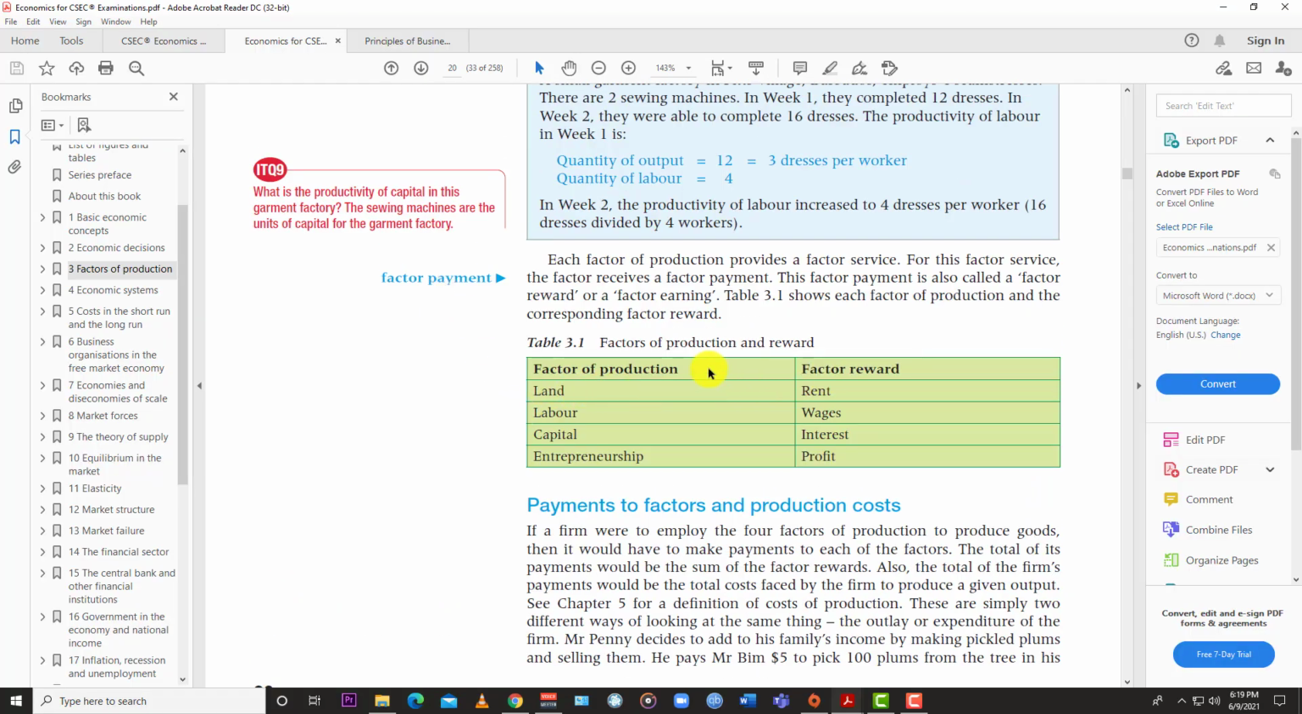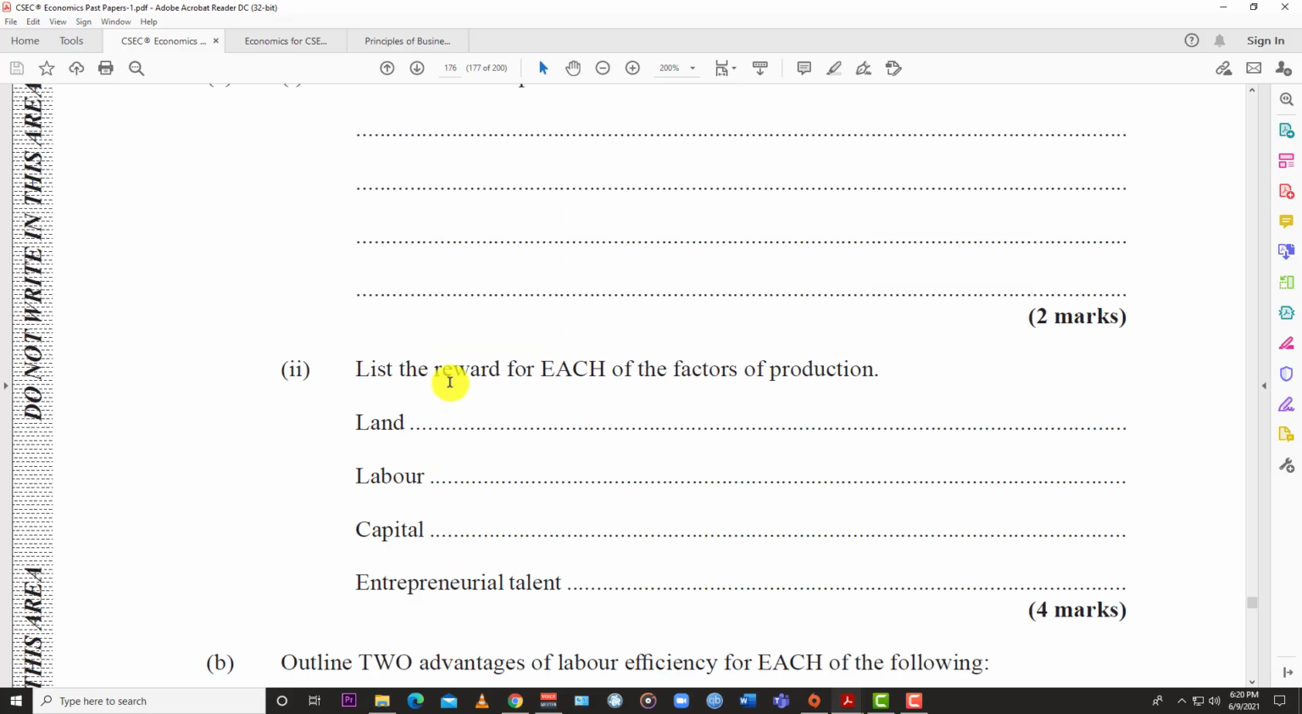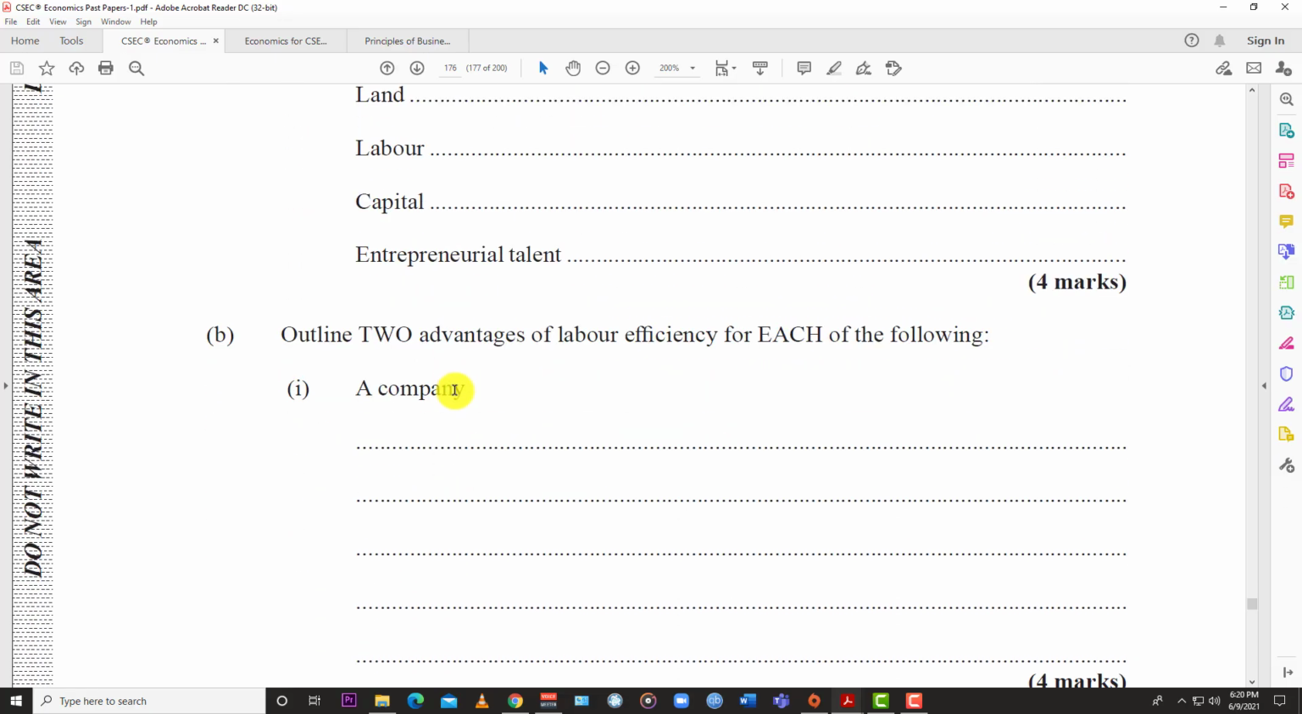Factor of production, rewards. So land, rent is the reward for land. Wages, the reward for labor. Interest, the reward for capital. And profit is the reward for entrepreneurship. Of course, I did a video on this before, so look for that one on the channel so you can understand a little more deeply what we are talking about. So the reward, factor of production, land, rent, labor, wages, capital, interest, and entrepreneurship is profit. So that takes care of the first 2 parts of the question. So that's 6 easy marks just like that.